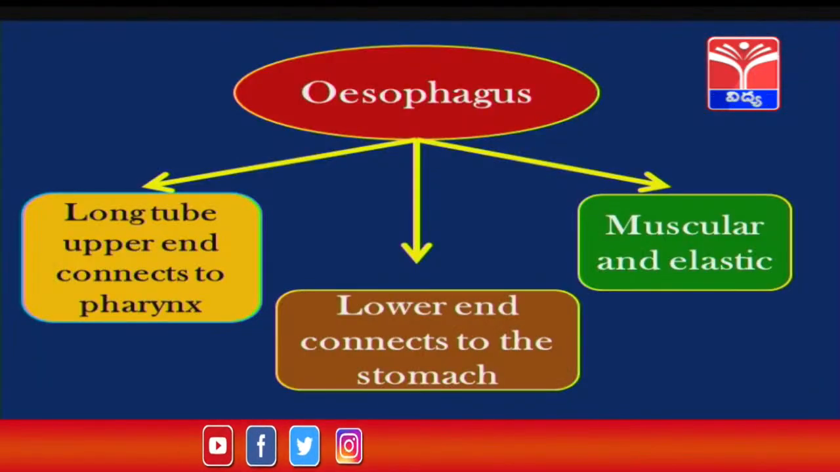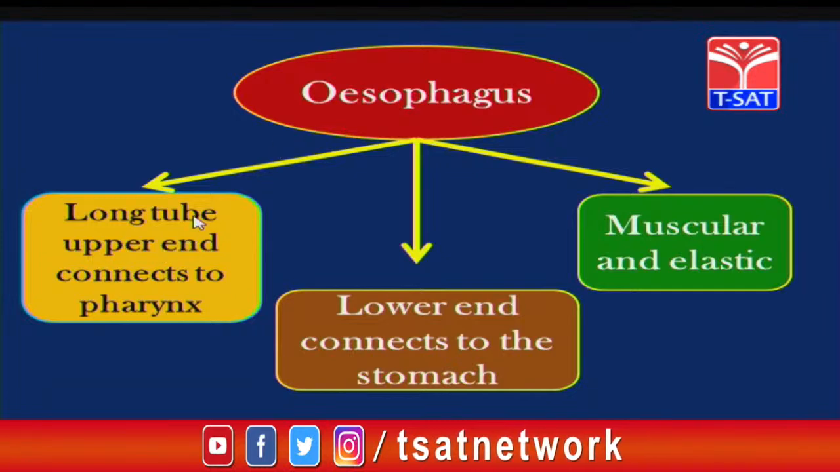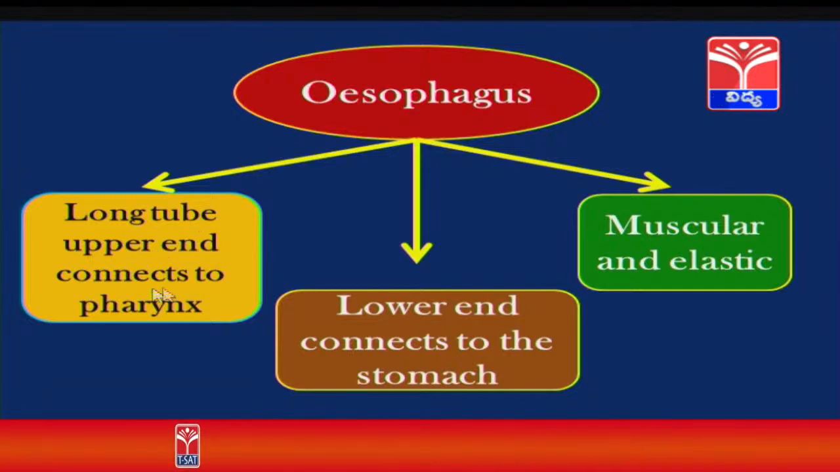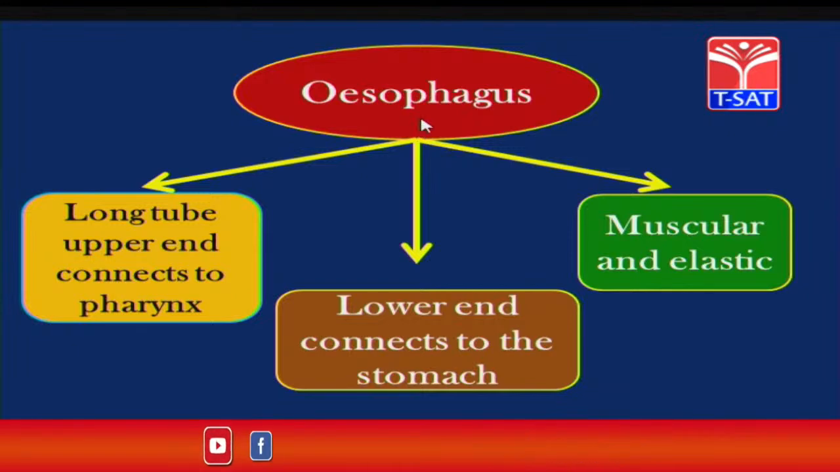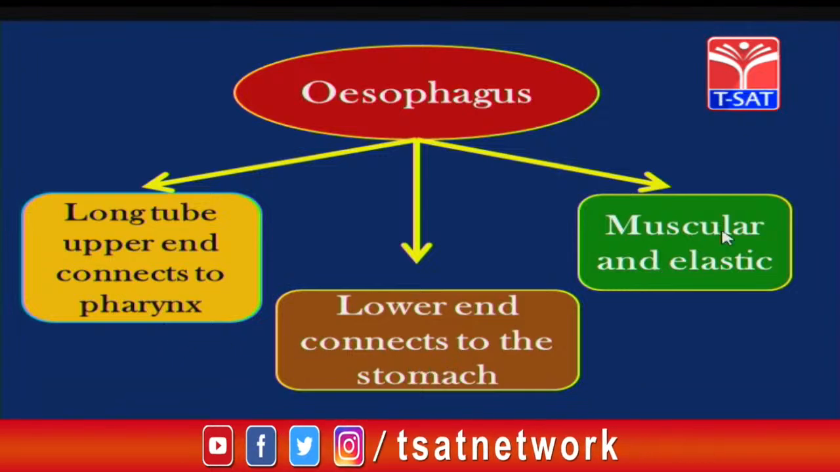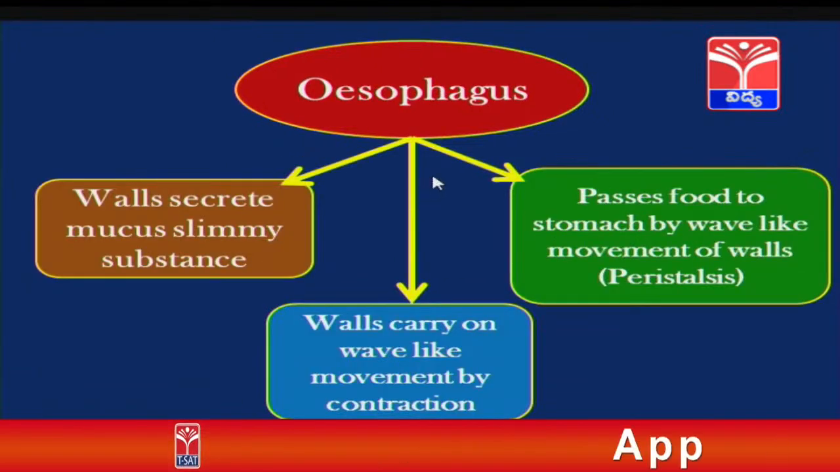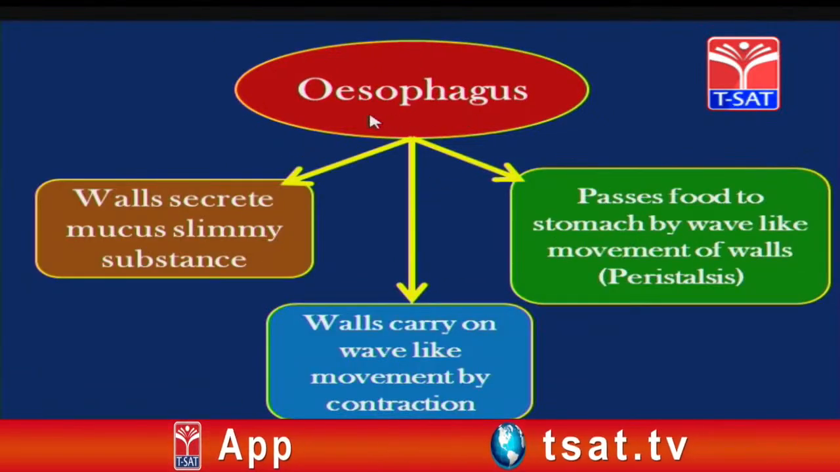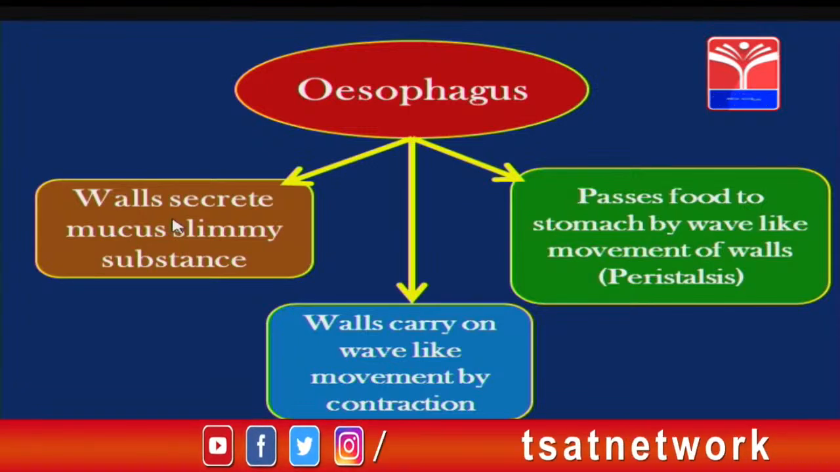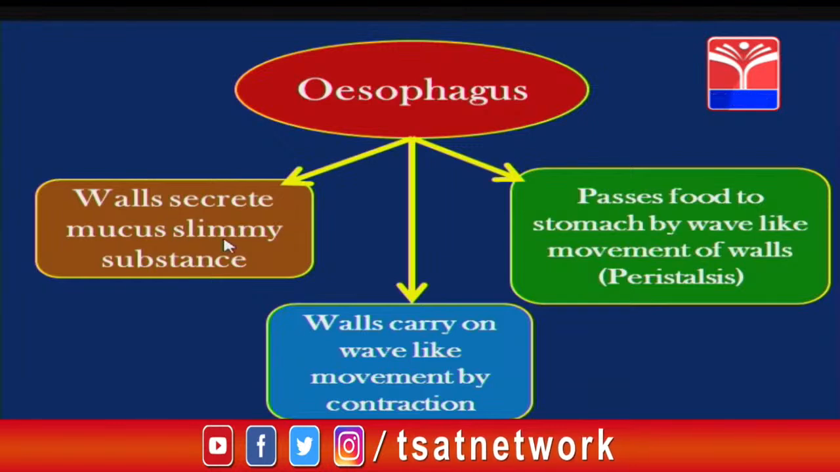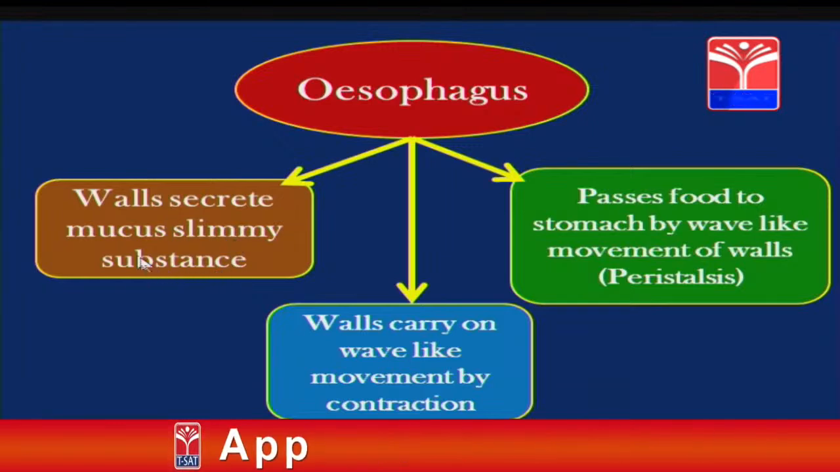The structural aspects of esophagus. Esophagus is a long tube, its upper end connects to the pharynx, whereas its lower end connects to the stomach. So, this is the long muscular straight tube that connects the pharynx in the upper end and the stomach in the lower end. It is a muscular and elastic tube. The functional aspects of esophagus. The inner walls of the esophagus contain a lining called mucus lining. The cells that are present along the walls of the esophagus secrete this slimy substance called mucus.